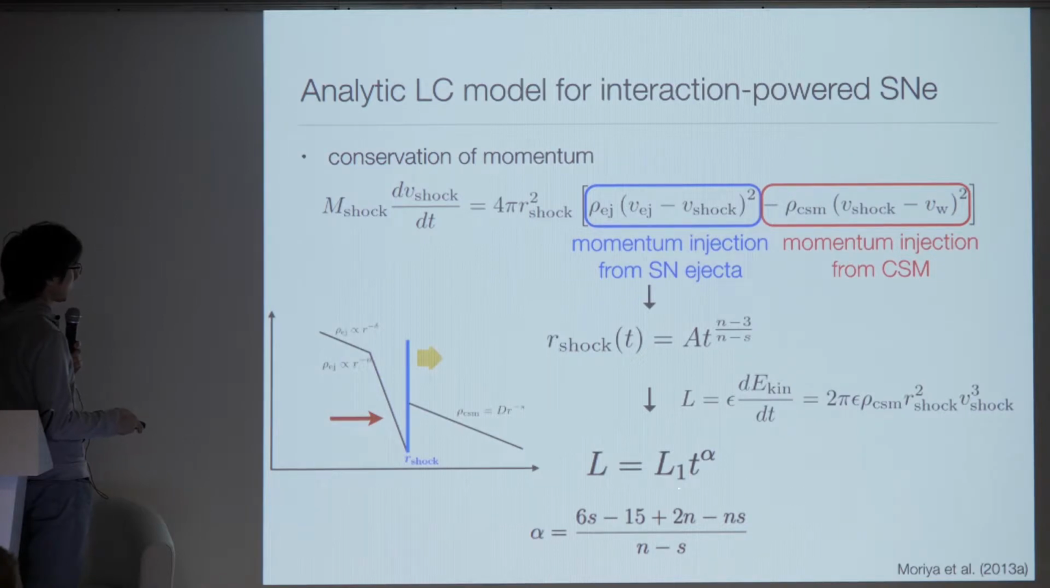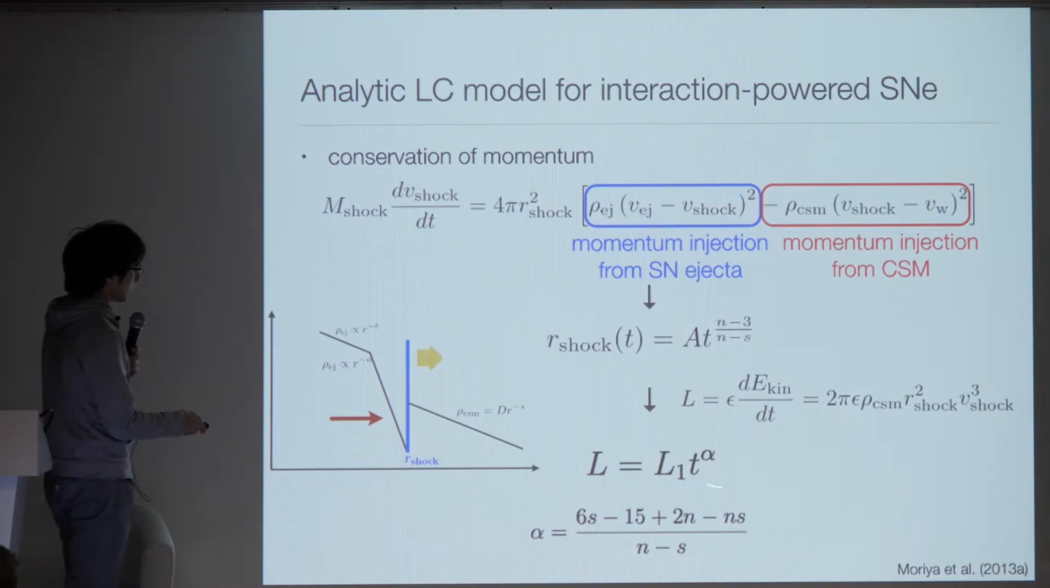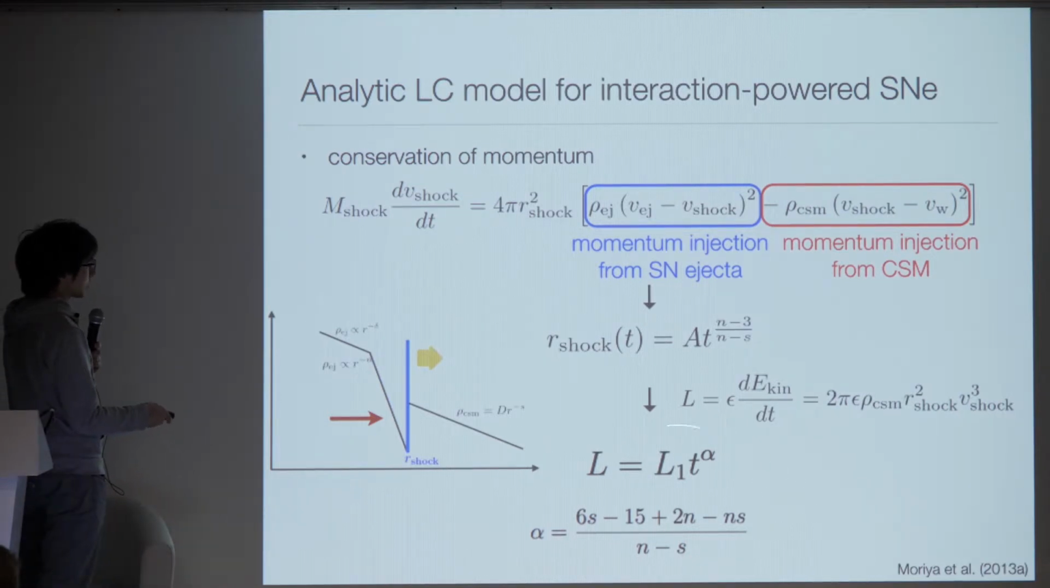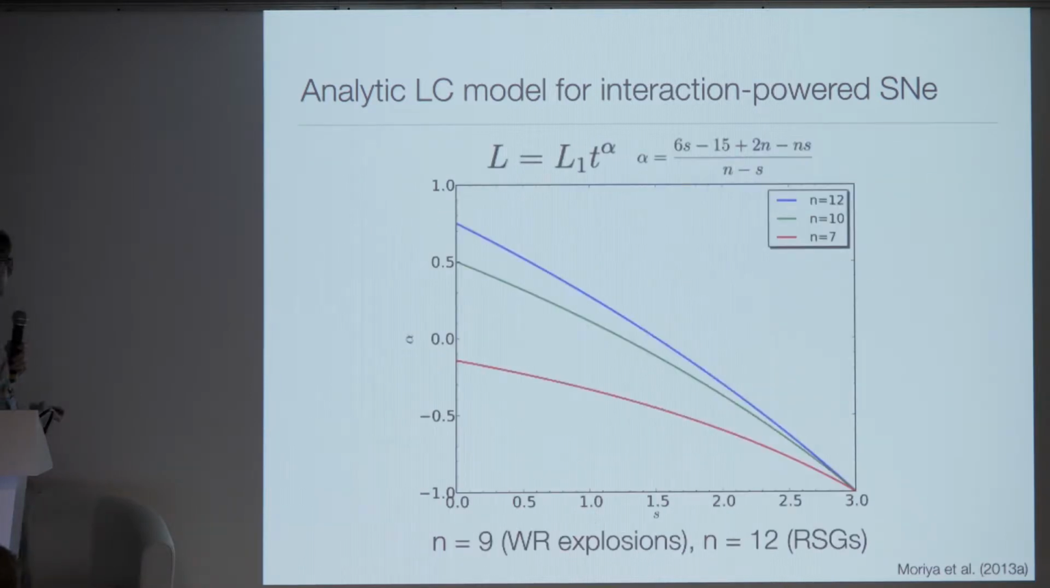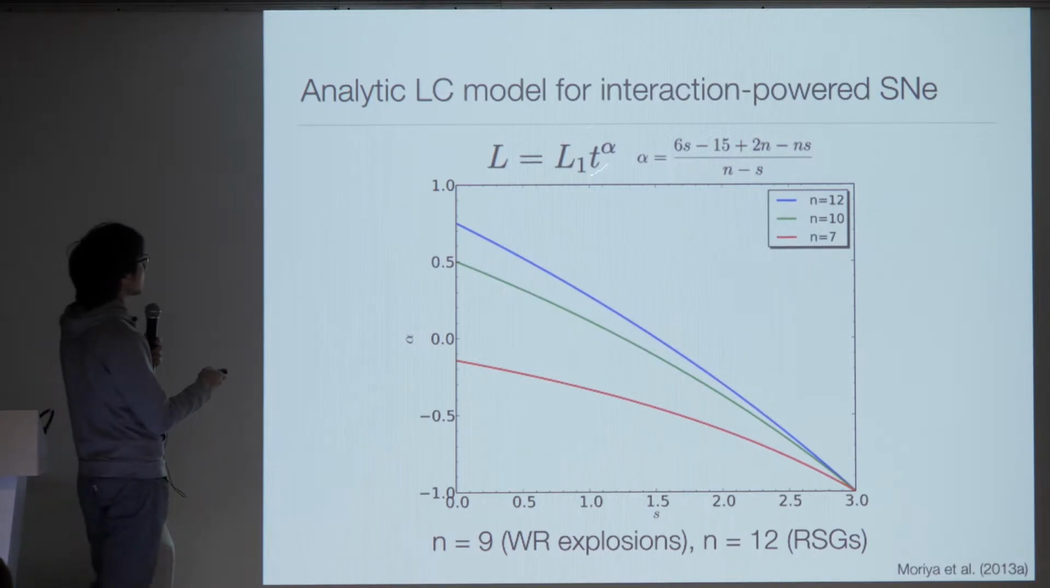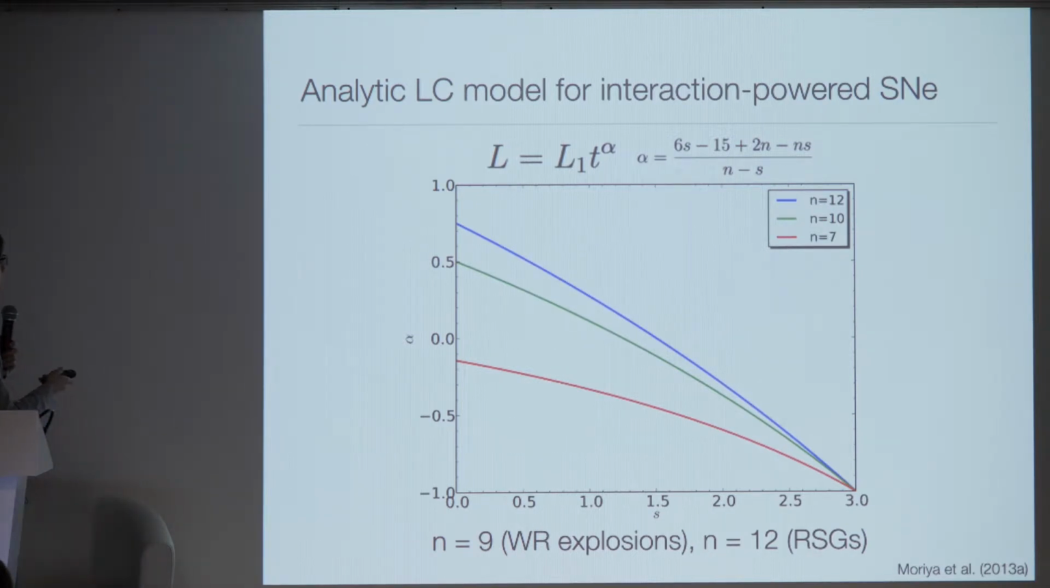Then what we get is basically the luminosity of this supernova powered by the interaction, described by t to the alpha, and alpha can be obtained in this way. So that's a very simple model for interacting supernovae. We got this formula and this alpha power here. So basically, interaction-powered supernovae should follow some sort of power law. The luminosity should evolve as a power law, and the power can be described in this way.